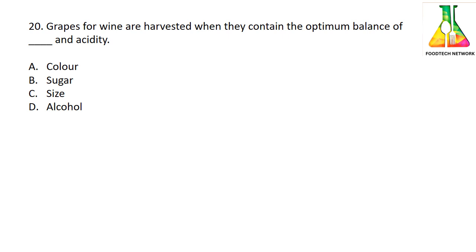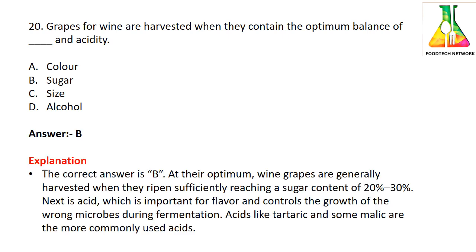Grapes for wine are harvested when they contain the optimum balance of dash and acidity. Option A color, option B sugar, option C size, and option D alcohol. Option B, that is sugar.